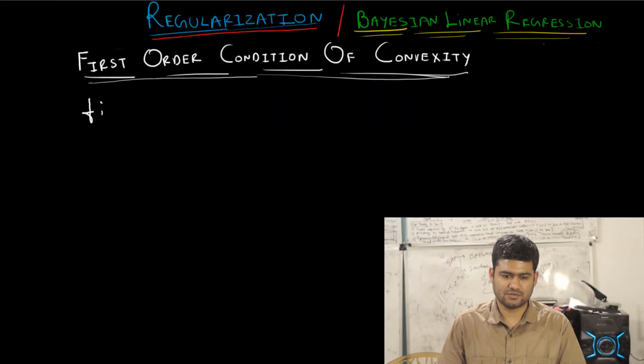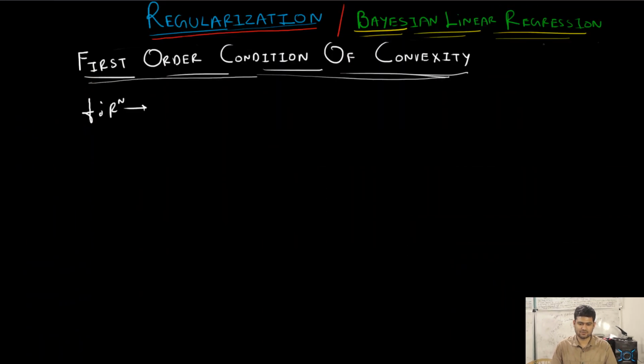So in this part of the lecture, we are going to discuss the first order condition of convexity of a function f. So let's consider that we have a function f, which is a mapping from an n-dimensional real vector to a scalar.